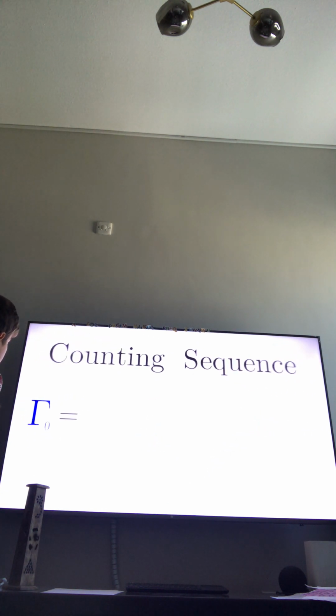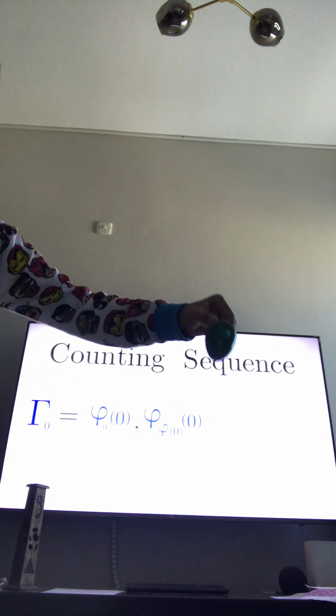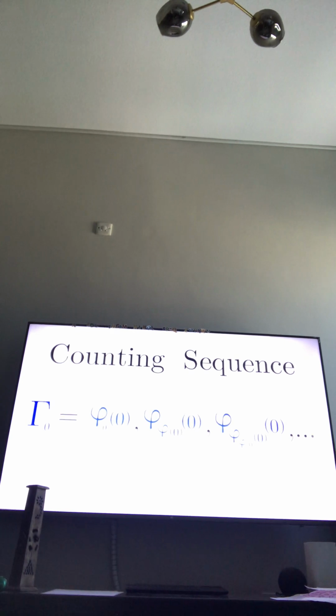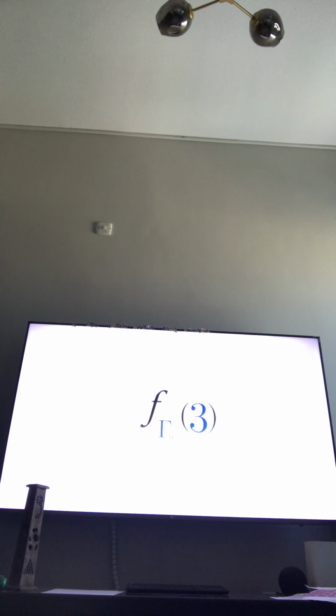The counting sequence for gamma naught is equal to phi 0 of 0, phi of phi 0 of 0, phi of phi of phi 0 of 0, and so on. Let's have f gamma naught of 3. That is equal to f with an index of phi of phi of phi 0 of 3.